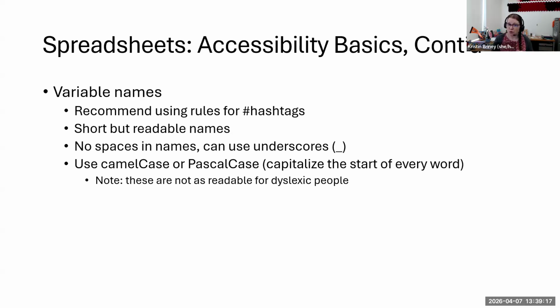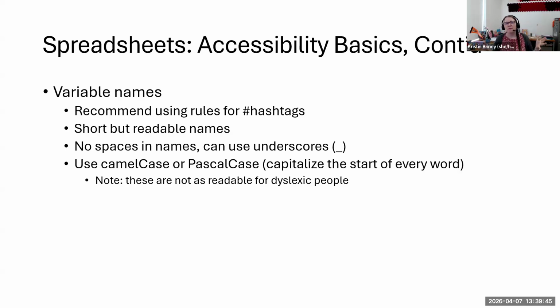So you can use underscores in variable names. I don't recommend dashes because Python doesn't do dashes very well. I also recommend using camel case or Pascal case. Basically, when you smush your words together, you capitalize the first letter of every word. In camel case, the very first word does not have to be capitalized, and Pascal case says the very first word does have to be capitalized.